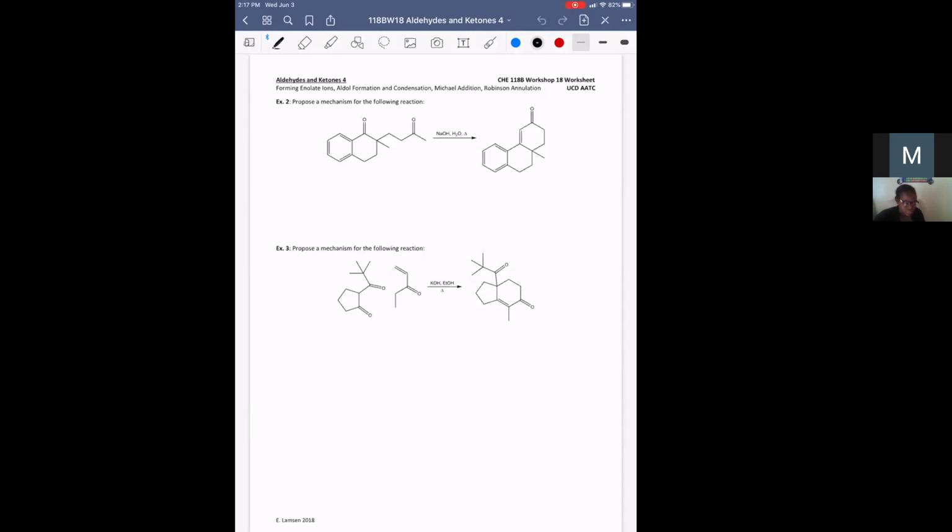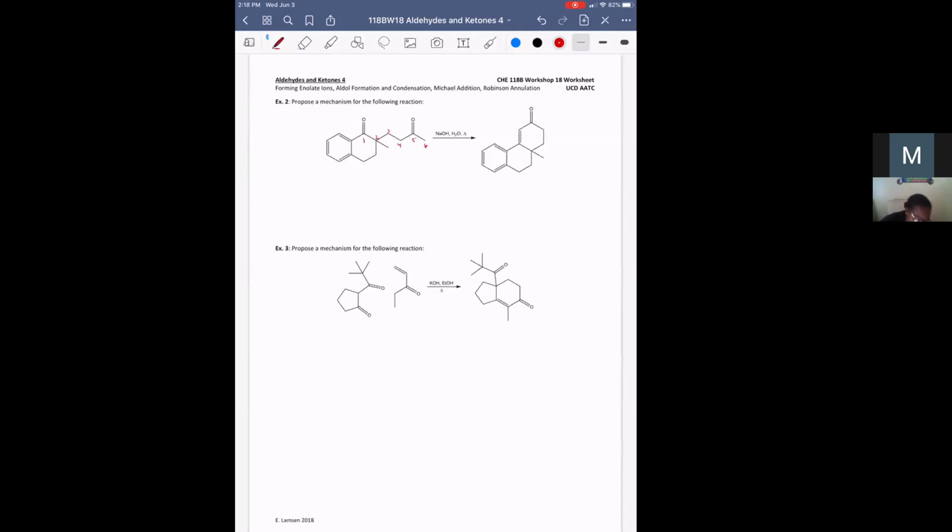So in example 2, we have a species where we have basically two ketones in our molecule. If we were to number our carbons, we can consider this to be carbon 1, 2, 3, 4, 5, and 6. And you can see that adjacent to carbon 5, we have carbon 6, which has alpha hydrogens available. So in the presence of base with water and heat, we can get our annulation, Robinson annulation, to occur. And for this reaction, our final product is seen on the right.